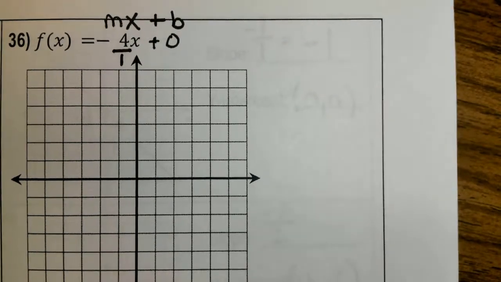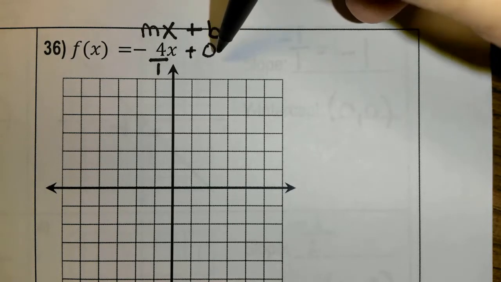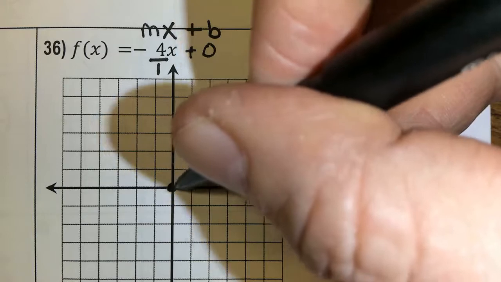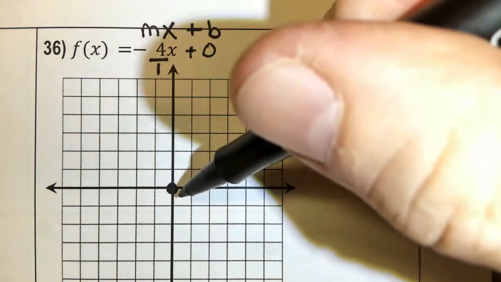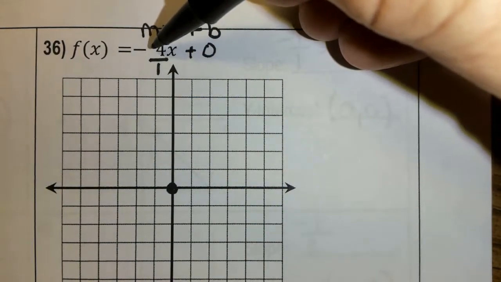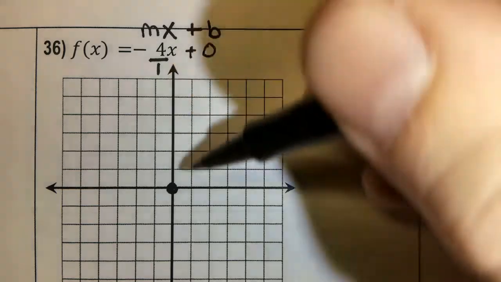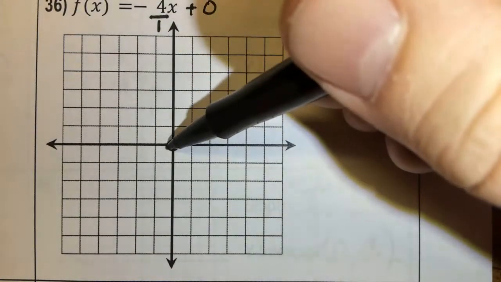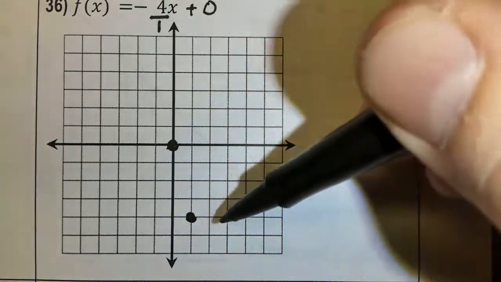So that's kind of nice. Okay, so I begin with b. Since b is 0, I stay on the y-axis and put a point at 0. Now from that point, I'm going to go down because the slope is negative, so down 4, right 1. From here, I'm going to go down 1, 2, 3, 4, right 1, and make a point.